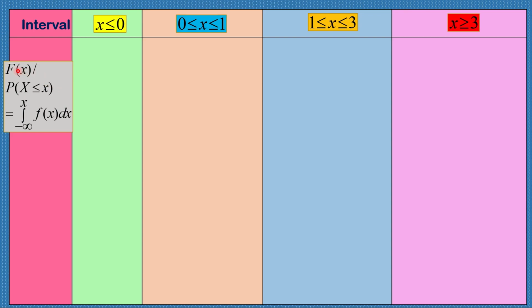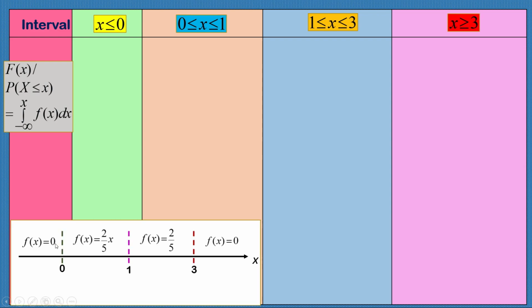I will use a table to find the cumulative distribution function. Write the intervals from the real number line of the probability density function. Then find the cumulative distribution function. The cumulative distribution function F(x) is the probability of X less than or equal to x and will be found by integrating the probability density function from negative infinity to x.